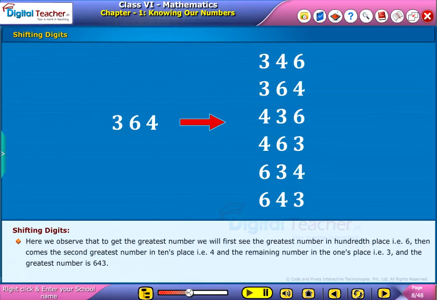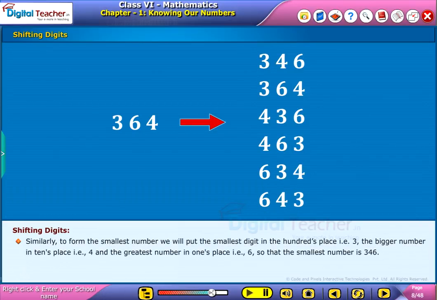Here we observe that to get the greatest number, we will first see the greatest number in hundreds place, that is 6, then comes the second greatest number in tens place, that is 4, and the remaining number in the ones place, that is 3, and the greatest number is 643.